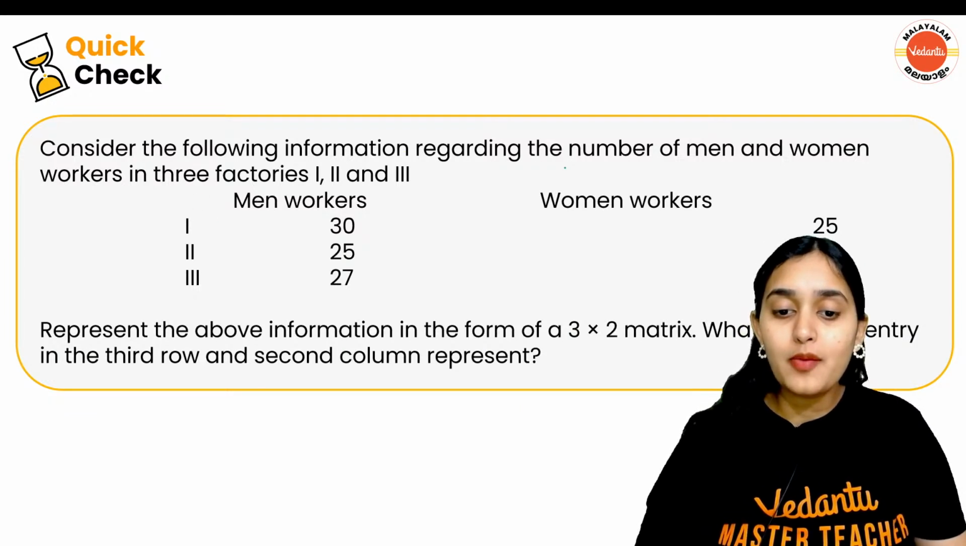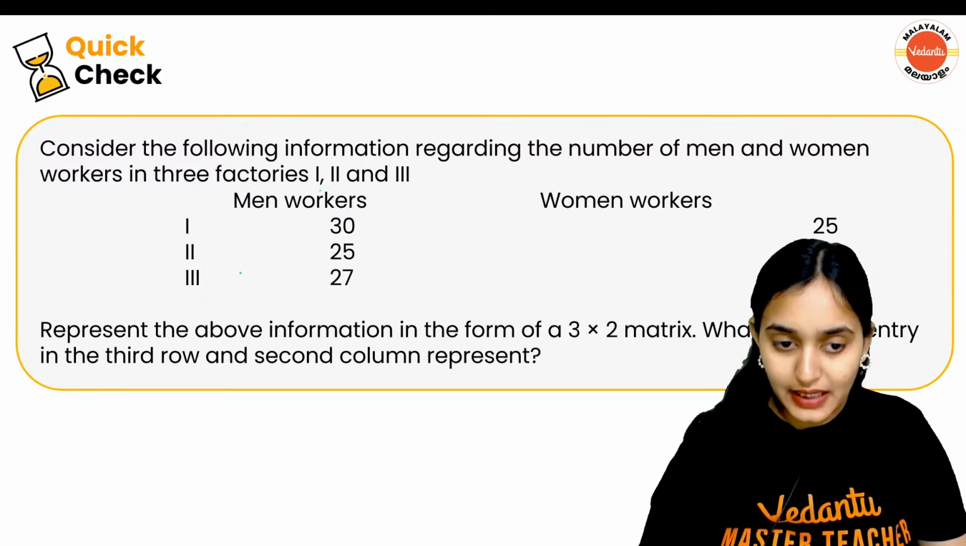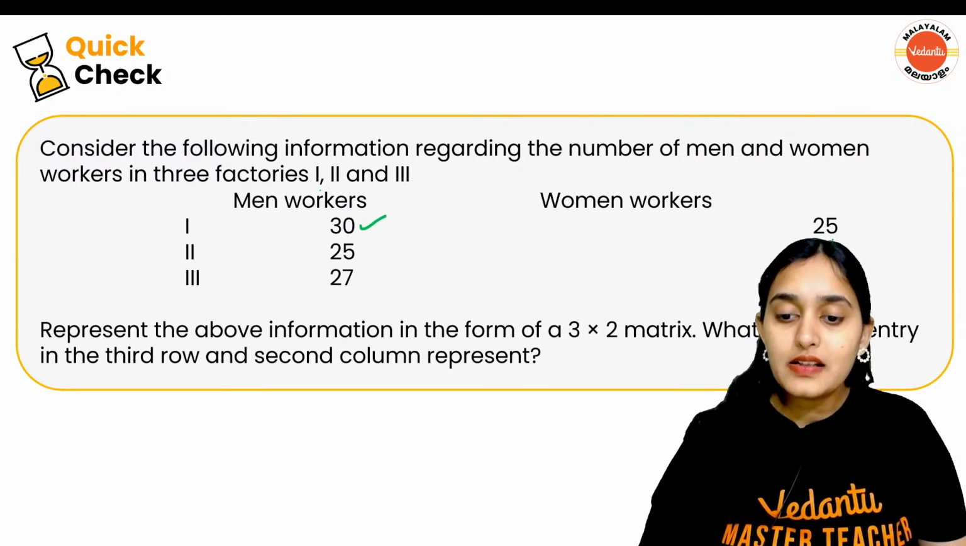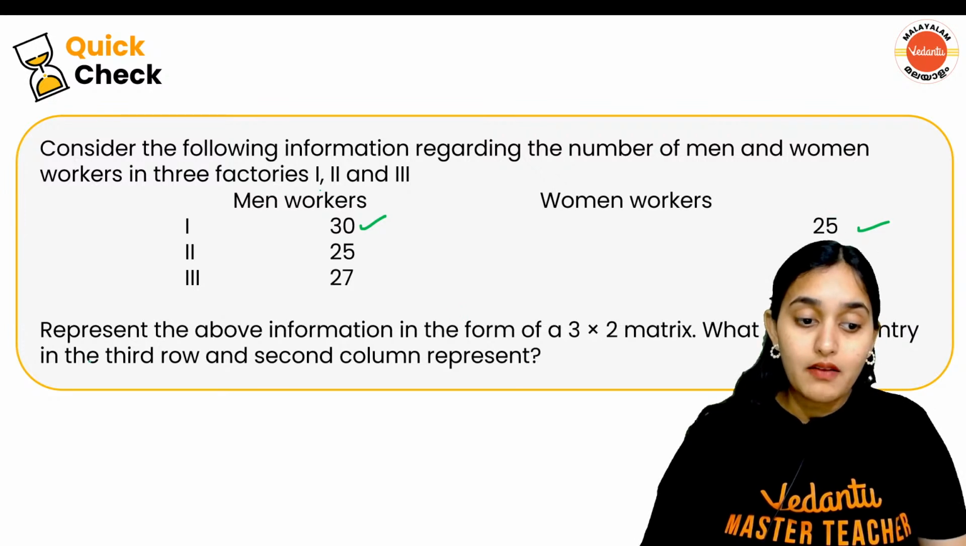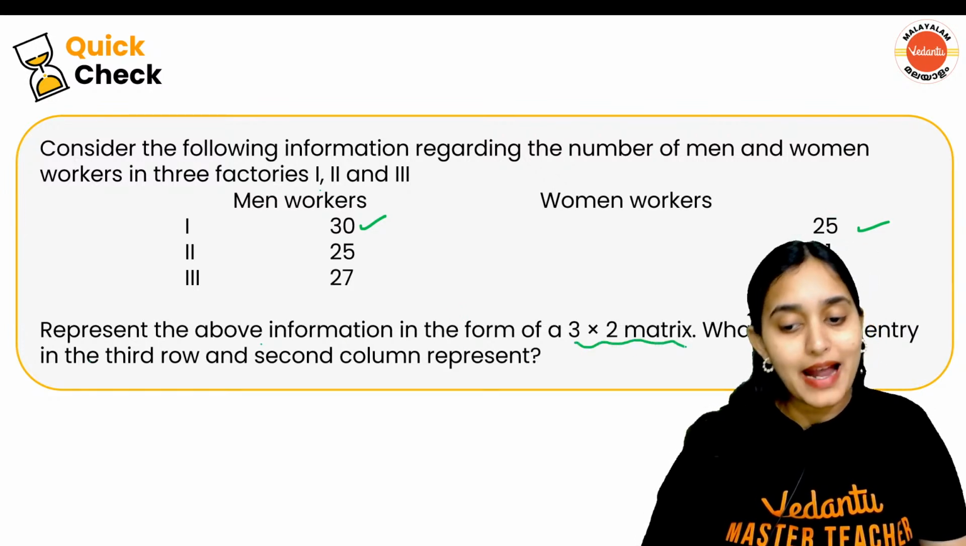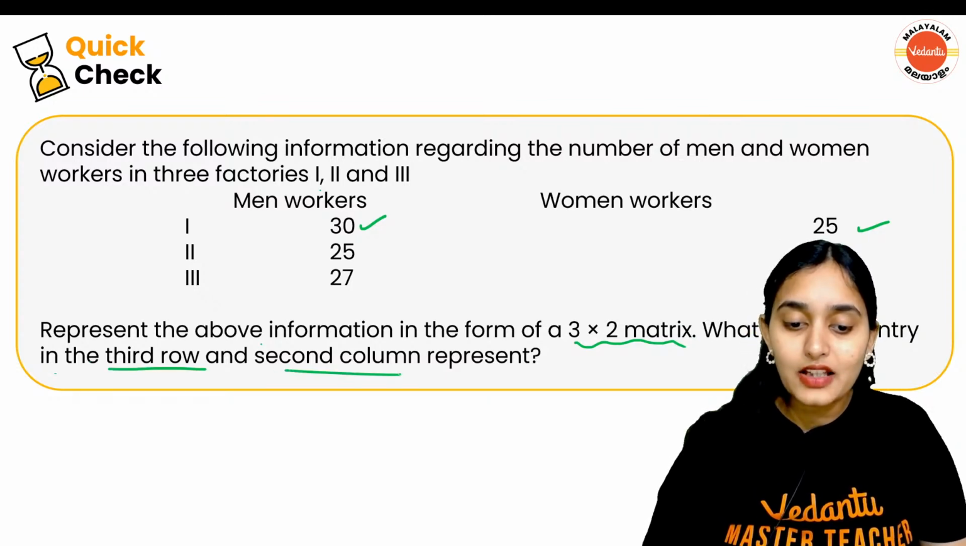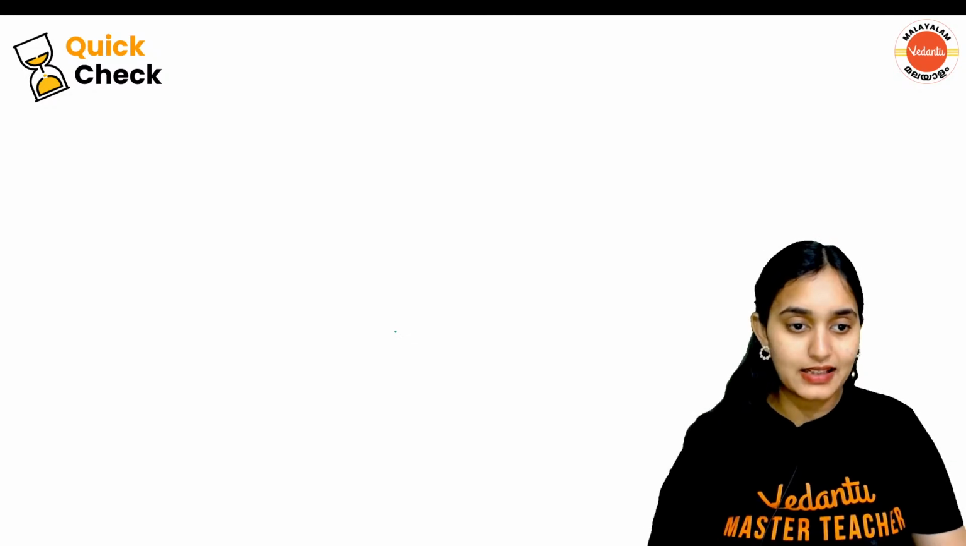Consider the following information regarding the number of men and women working in 3 factories, 1, 2, 3. Number of workers, number of women workers. Represent the above information in the form of a 3 by 2 matrix. What does the entry in the third row, second column represent?